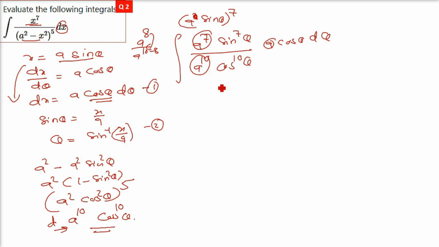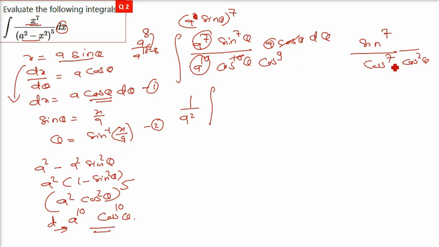So the denominator will be 1 by a square, and in this integration one cos you can cancel out, so cos raised 9 theta it will be. Sin 7 and cos 9. So sin 7 by cos 7 you can write, and one more cos square you can separate out. So sin 7 by cos 7 is tan raised 7 theta, and this 1 by cos square theta will be sec square theta.